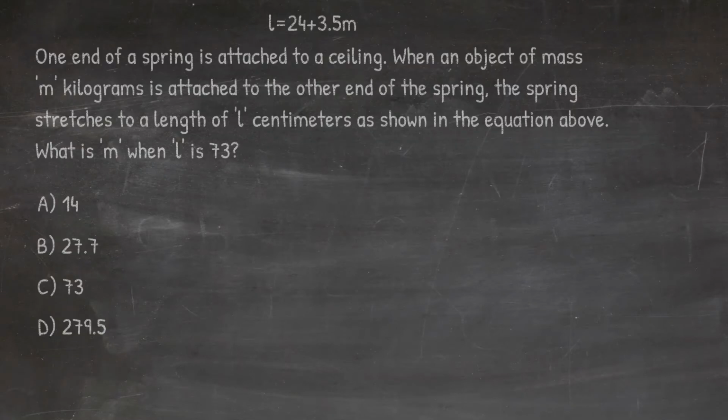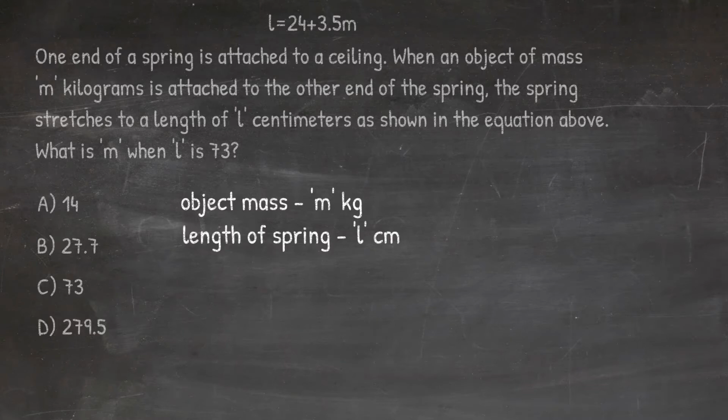We have a formula of L equals 24 plus 3.5 m. Let's try to understand. We have two variables here, L and m. And referring back to the problem, m represents object mass in kilograms. So let's put that down. And L represents spring length.